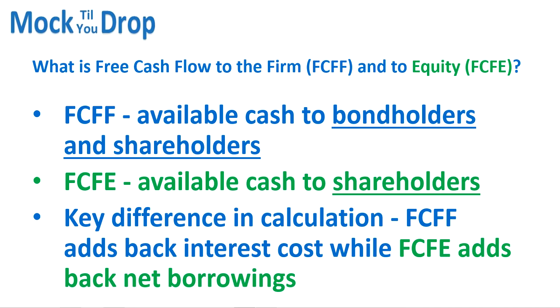However, free cash flow to the firm adds back interest costs because interest payments are available to bondholders, while free cash flow to equity adds net borrowings. The reason it's net borrowings is because if a firm receives a loan, that is cash available to shareholders. However, if they make payments on a loan, that is a reduction in cash. And I'll cover this in more detail in the following slides.